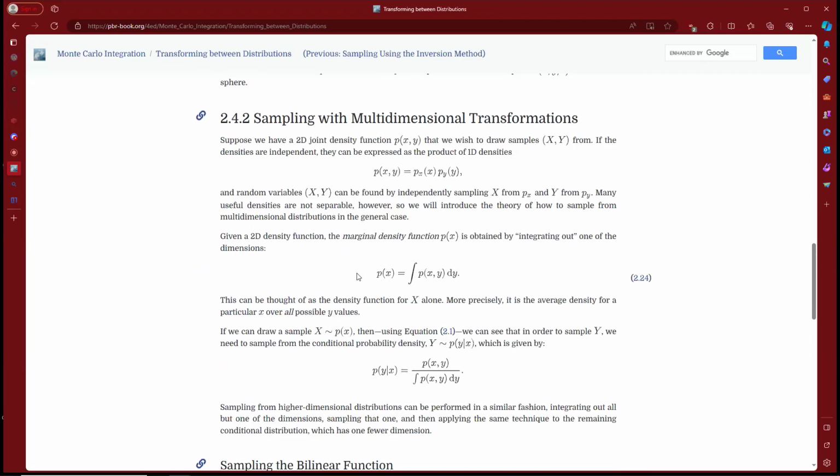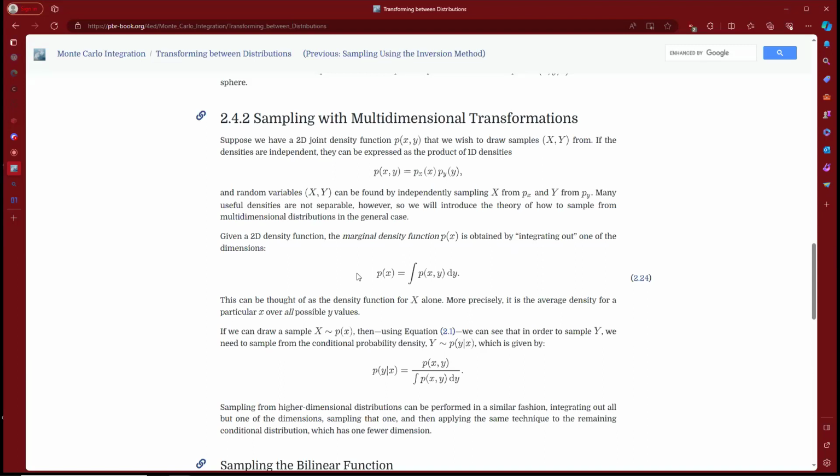Sampling with multidimensional transformations. Suppose we have a 2D joint density function, p of xy, that we wish to draw samples x, y from. If their densities are independent, they can be expressed as the product of 1D densities. So p of xy is px of x and py of y multiplied. So random variables x, y can be found independently, sampling x from px and y from py. Many useful densities are not separable, however, so we will introduce the theory of how to sample from multidimensional distributions in the general case.